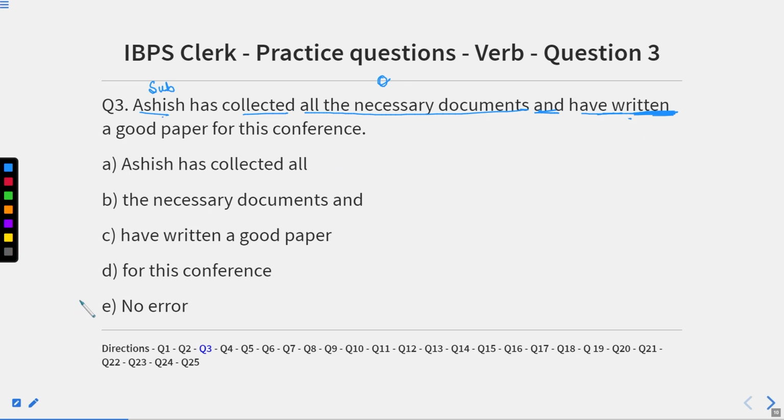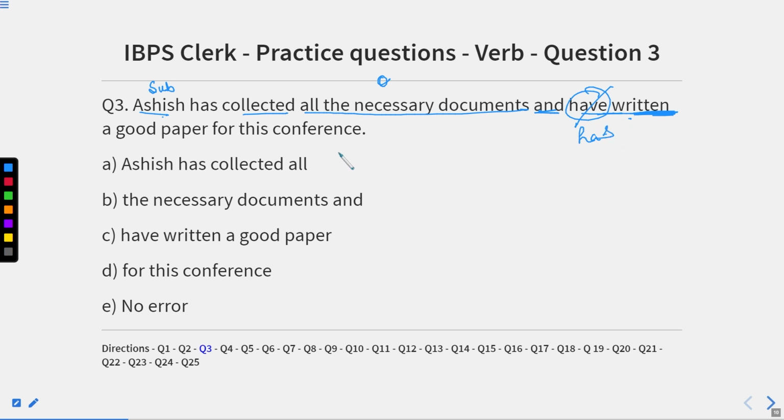Ashish has written this. So if Ashish is the subject, he has written this. He is a singular subject, and if he is a singular subject, we need the singular form of the verb. Therefore, this "have" is incorrect. It should be replaced with "has" because our subject is singular.